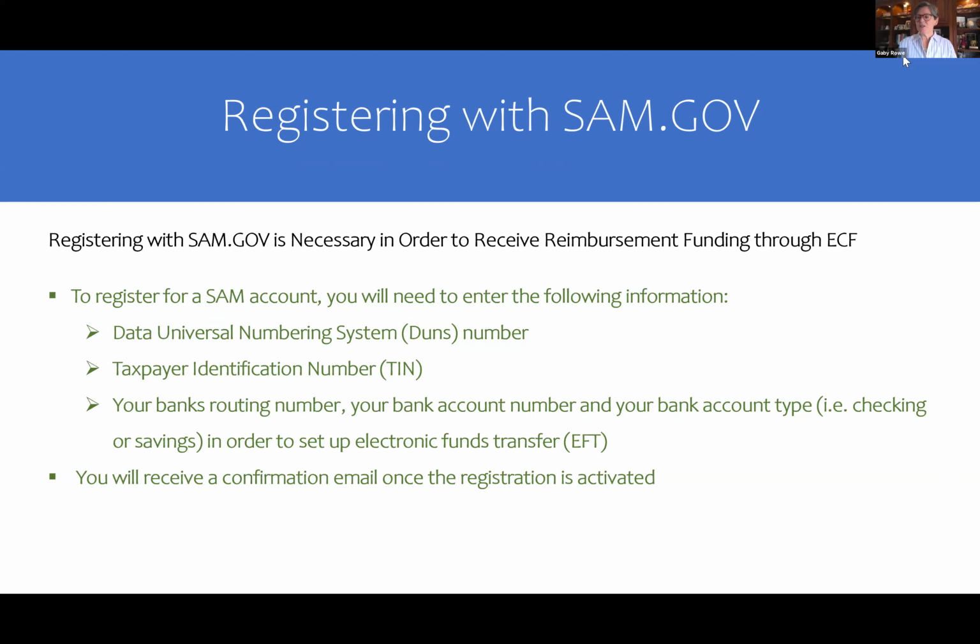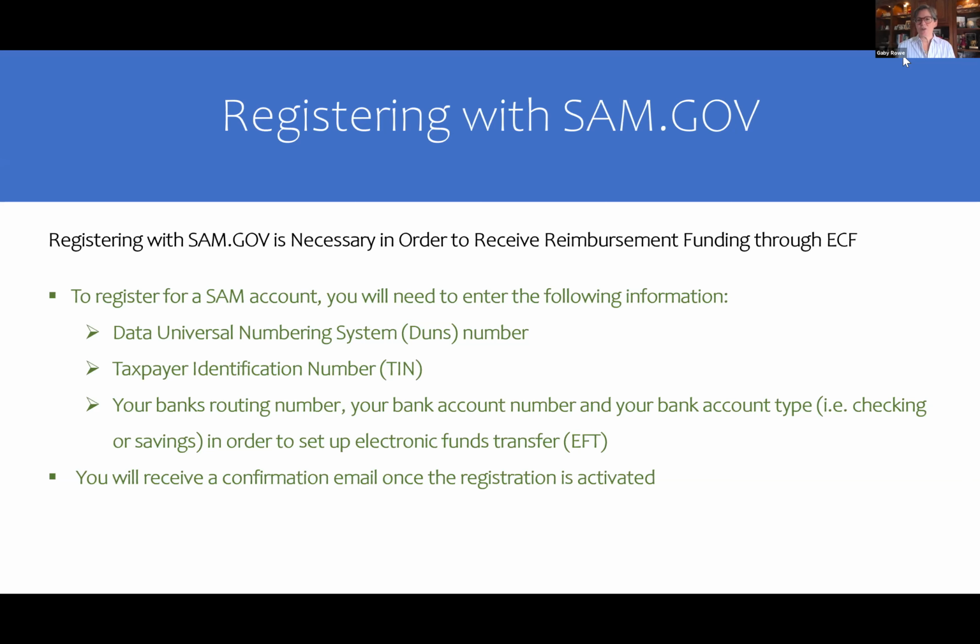To do that, we suggest you get this information listed here ahead of time so that you can fill the application in quickly. And that will be your DUNS number, your Data Universal Numbering System number, your taxpayer identification number. And again, these are for your institution. The bank routing number for your institution, account number, and bank account type.